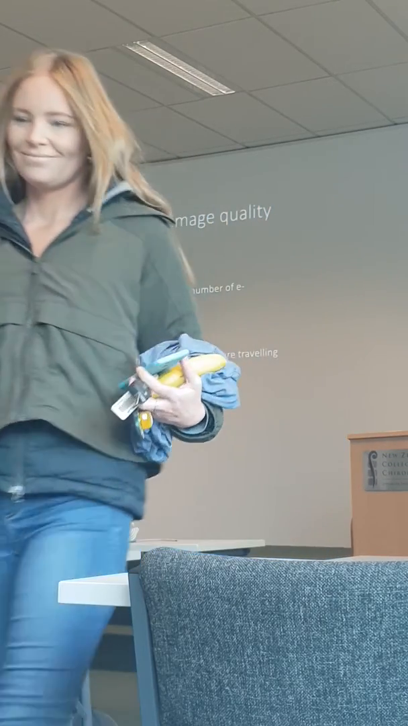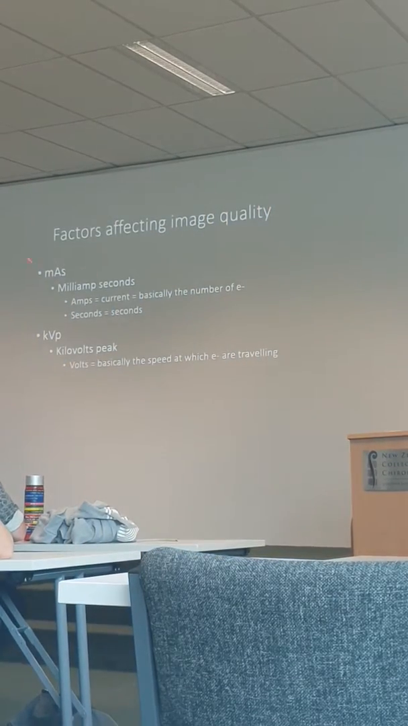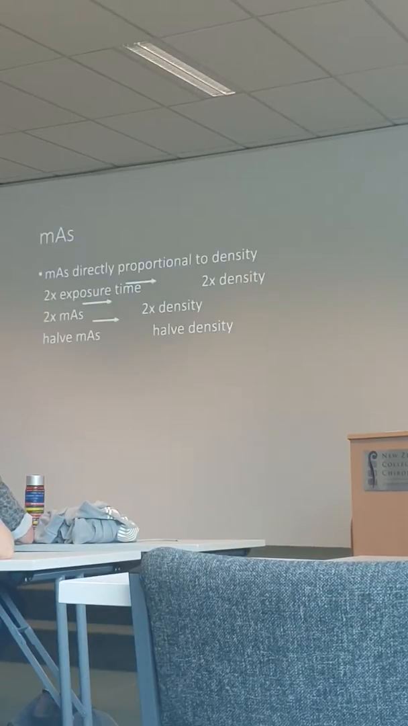So the main factors affecting image quality: you've got your mAs, milliamp seconds. The amps is basically the number of electrons, and seconds are seconds. Kilovolts peak, or kVp, is basically the speed at which the electrons are traveling. Manipulate these two factors. When we think mAs, we think density. So it's directly proportional to density.